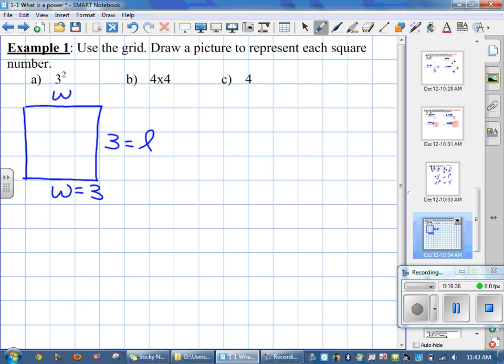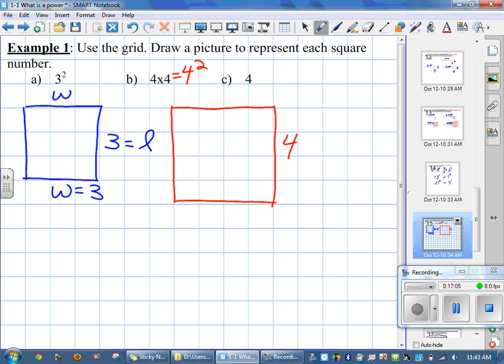How would I draw the 4 times 4? What would I do there for 4 times 4? What do you think 4 times 4 is going to look like? Okay, he's going to be 4 squared. So that means I've got a length and a width that are 4. So I need to find 4 and go 4. So I've got 4 and 4.